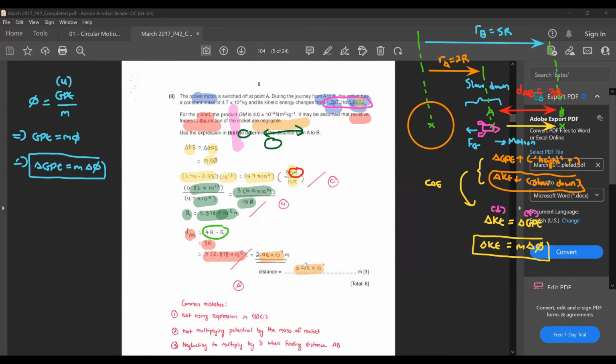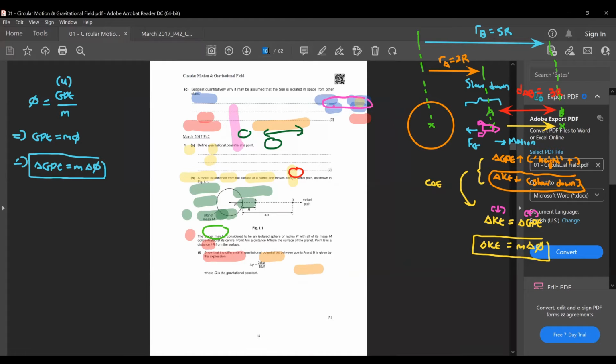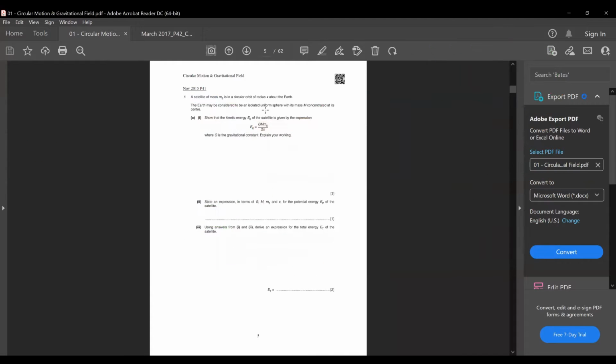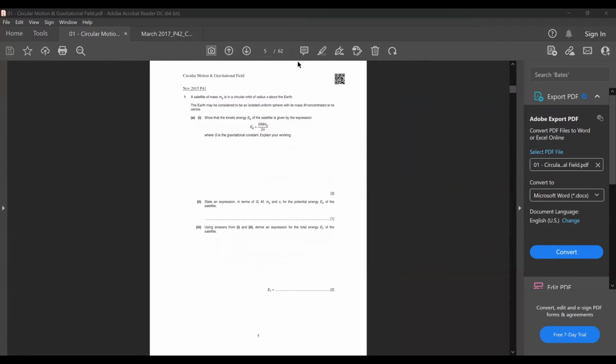Okay, so this one should be okay. This one is page 18. So this is how you use your equations for gravitational potential and gravitational potential energy. Then we move on to page 5. Page 5 would be November 15 P41. So let me just open it up.